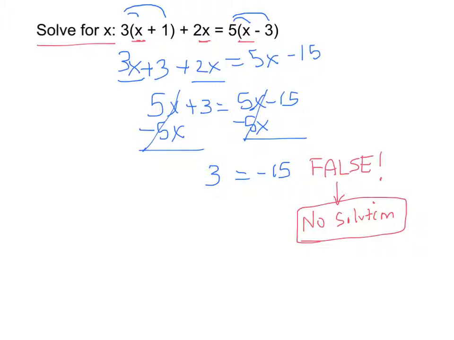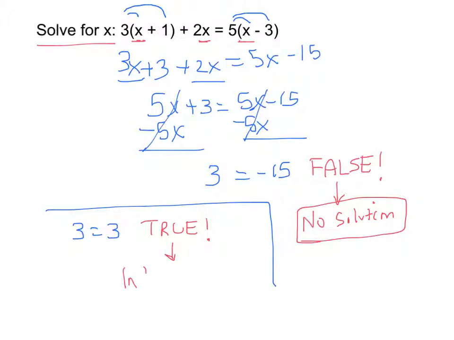Now, that said, it's very important to understand the difference between getting 3 equals negative 15, which is what we got in this example, and an example where we might end up with 3 is equal to 3. That's very different, because 3 equals 3 is a true statement. So what does that mean about a solution? Well, a true statement means that there are infinite solutions, and infinite solutions means you can plug in whatever x's you want. They're always going to work.